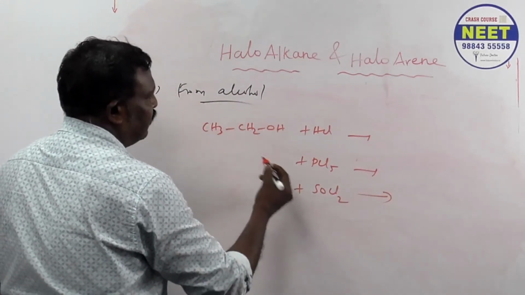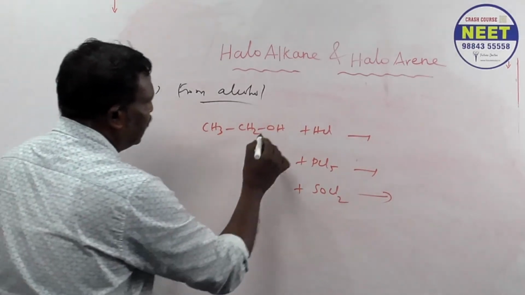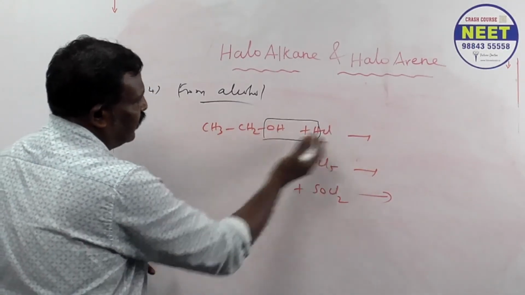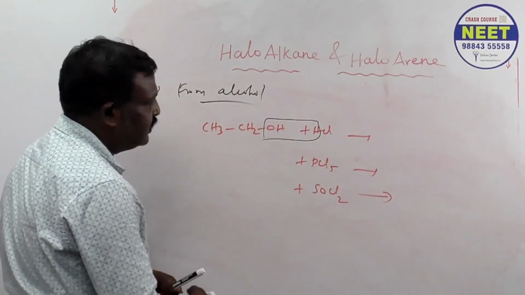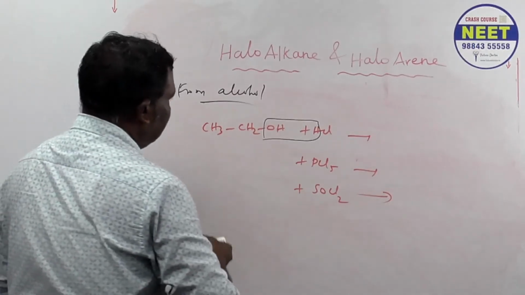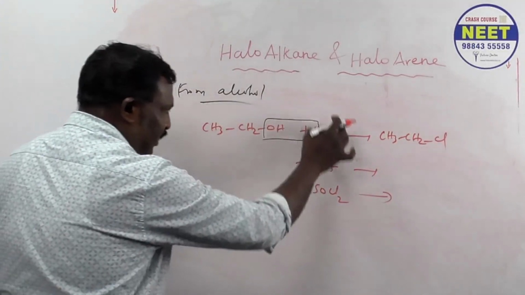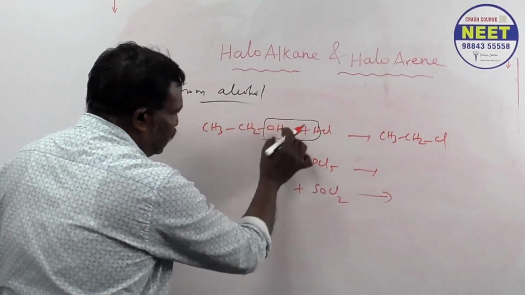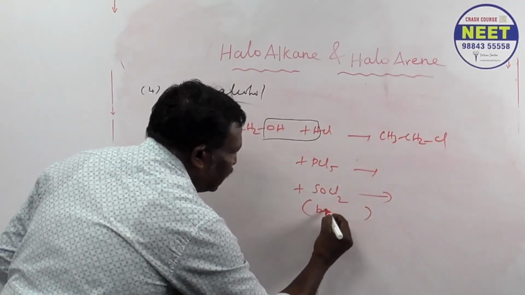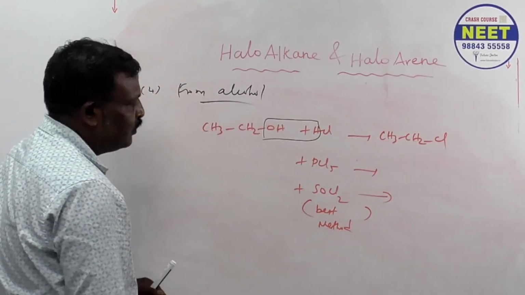Or all are getting what? What happened? Which will be removed, you know that. The product will be chloroethane. Understood? Ethanol plus HCl, H2O will be removed, and the product will be chloroethane. All the compounds replace the OH group by halogen. But which is the best method? Thionyl chloride is the best method.